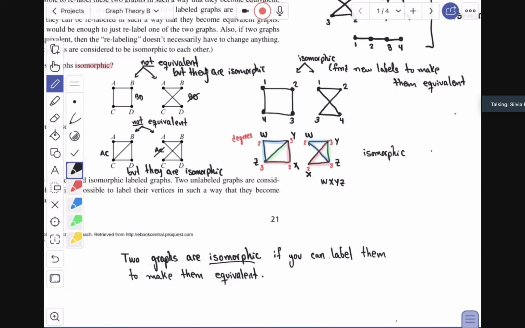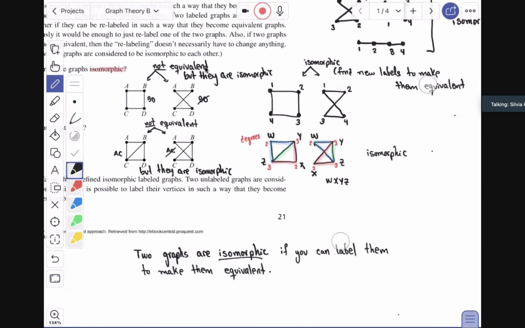Because you are allowed to label them, you can use whatever labels you want. In some of the exercises, I'll give you one graph already with labels, and then you have to relabel the other one using those labels, right? So I could have said, okay, I'm going to use W, X, Y, Z. Now I need to figure out which is W, which is X, which is which. So I can just use arbitrary labels for one of them and figure out where to place the labels for the other to make them equivalent.